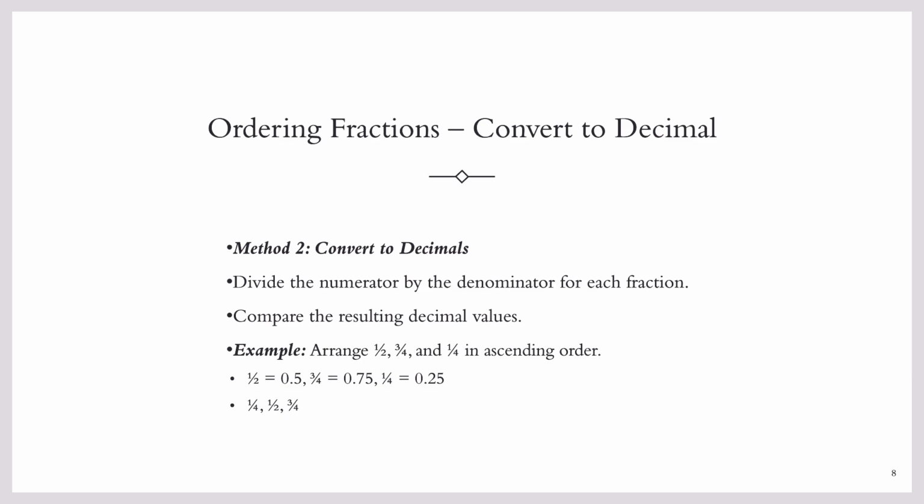We will have these three values, and now we can compare them. Since we are putting them in ascending order, they are going to be 0.25, 0.5, and 0.75. And now we can put them back into their fraction form. That would be 1 over 4, 1 over 2, and 3 over 4. The answer is going to be the same.